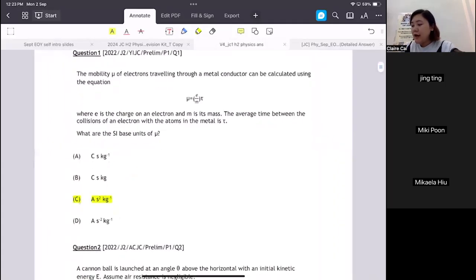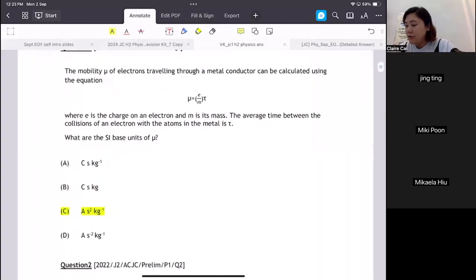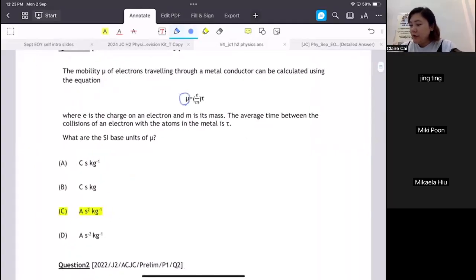So we're looking at the SI base unit for this little symbol over here. You need to look at the rest because the unit of mu here should equal the unit of the other 3. So if I let this one be the unit of E, the unit of M, and the unit of the top.